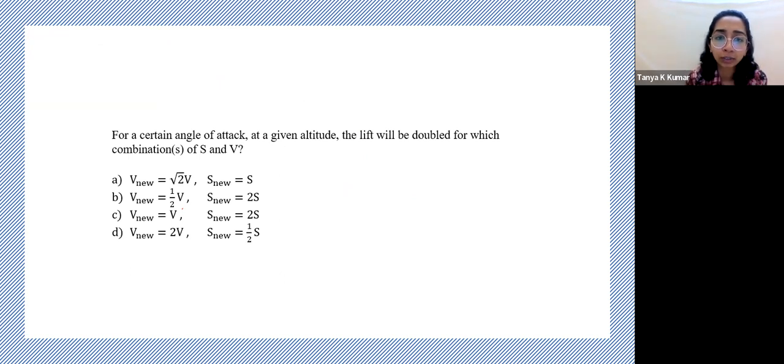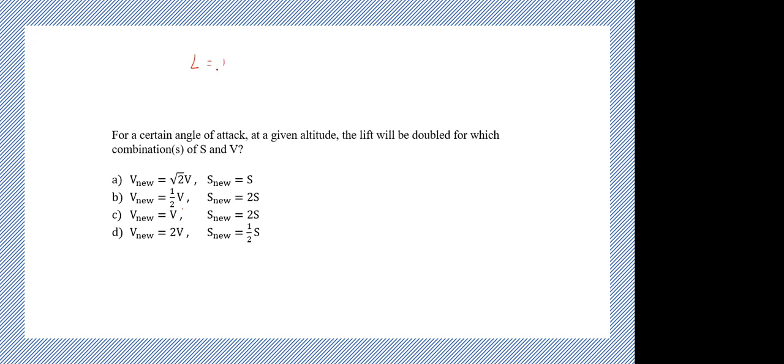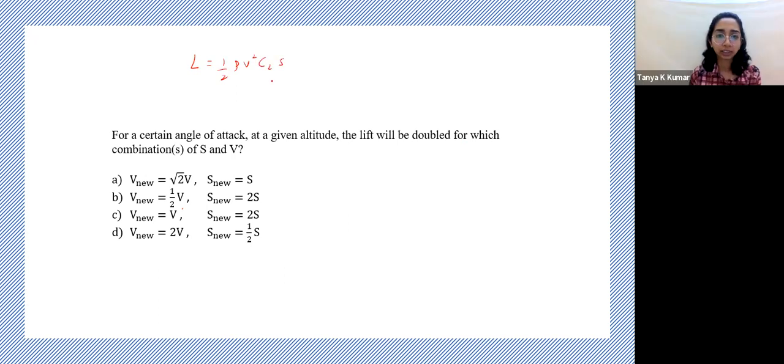For a certain angle of attack at a given altitude, the lift will be doubled for which combinations of S and V? So we'll take out each combination and see. Okay. So what is the lift equation? Half rho V square CL S. In this question, we are only varying S and V. So let's just keep those two as variables. The others we will take as constants.